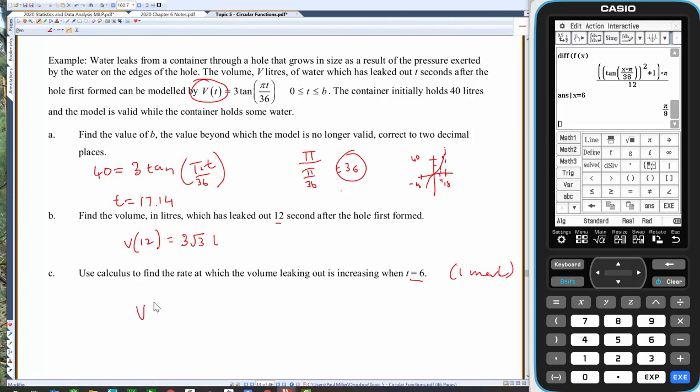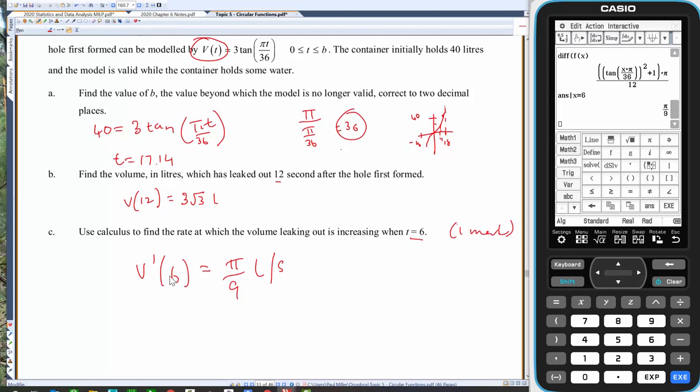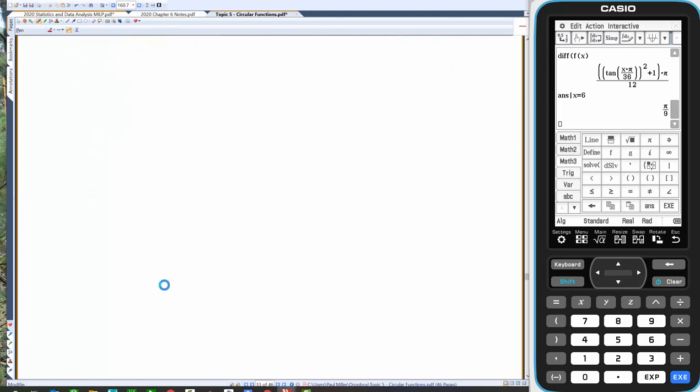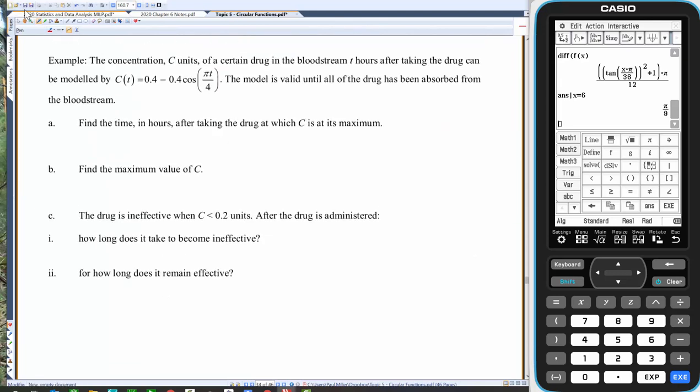And I'm going to say V'(6) is equal to pi on 9 litres per second. So pi on 9 litres per second is the rate at t equals 6. All right, last question. This has taken a little while.